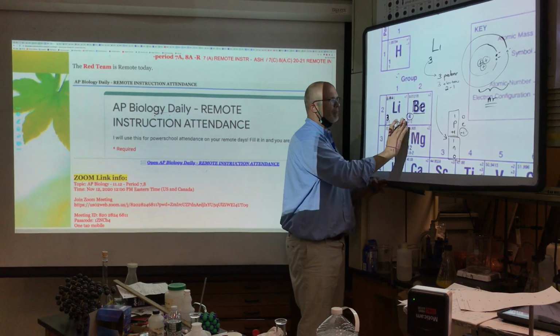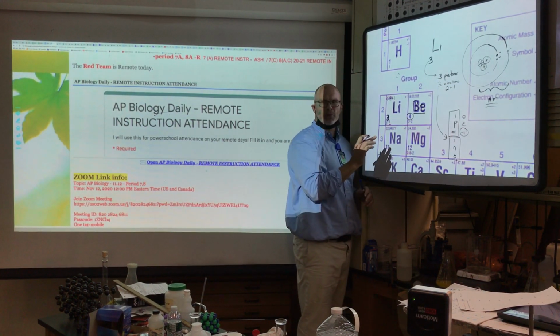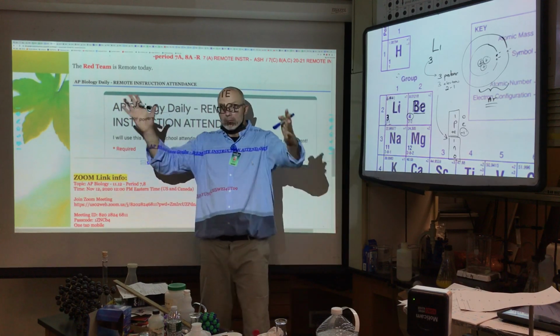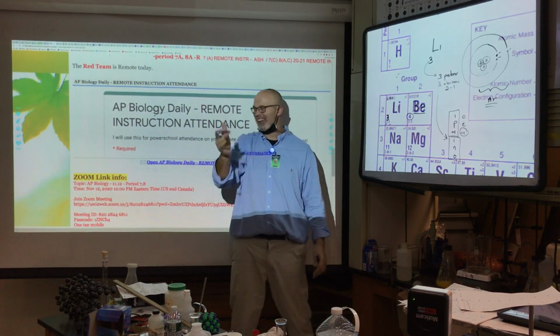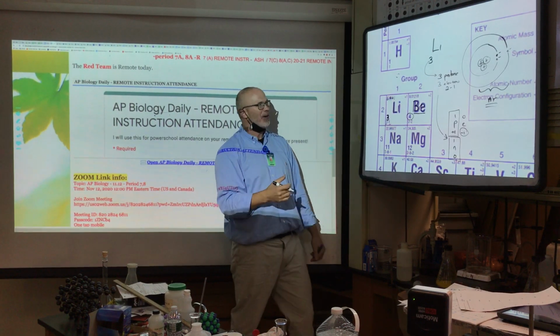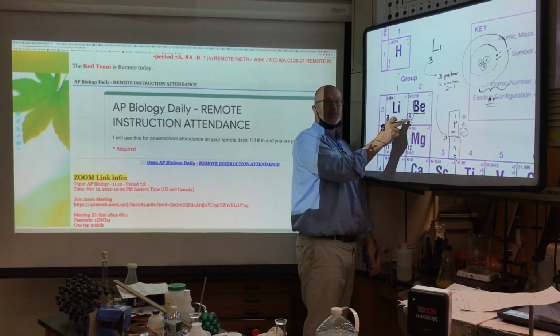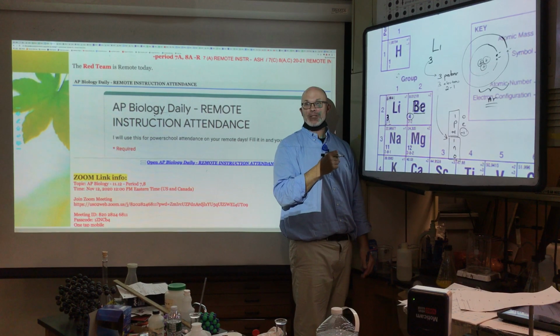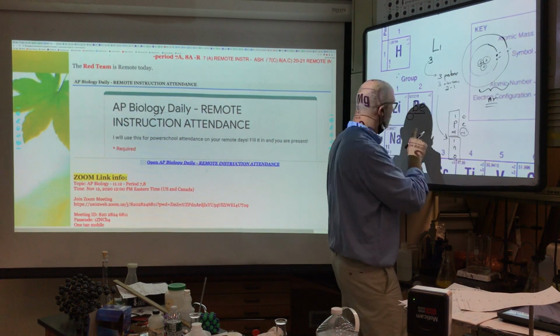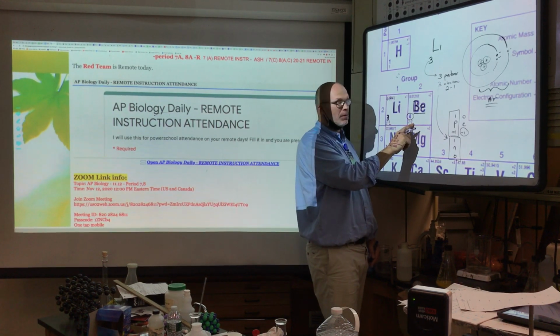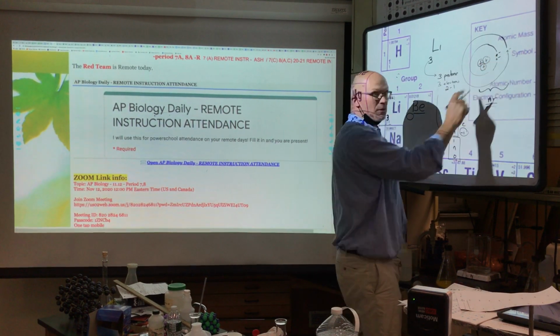Now, look at beryllium. It's got a 4 there. It's got 4 protons. Beryllium is a neutral atom. So beryllium has 4 protons. How many electrons would it have to have? 4. And the arrangement is 2-2, so 2 shells. The next electron goes here.